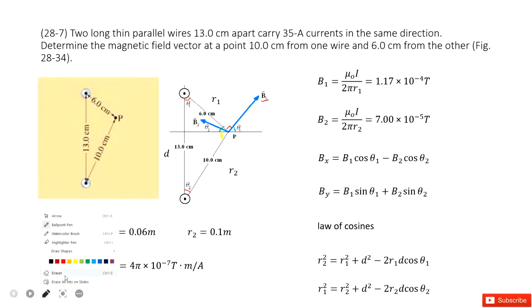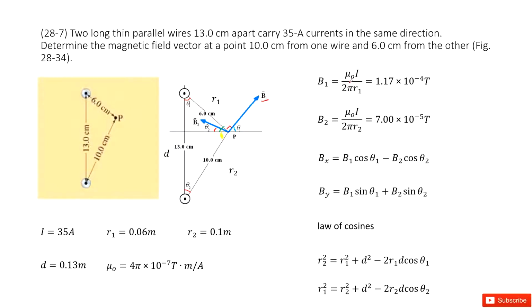Let me change the color. This red angle plus this yellow one is 90 degrees. So the red one is equal to theta 2, right? So we can write it as theta 1, theta 2, right? Now we can do the next step. Now we can determine the magnitudes of B1 and B2.